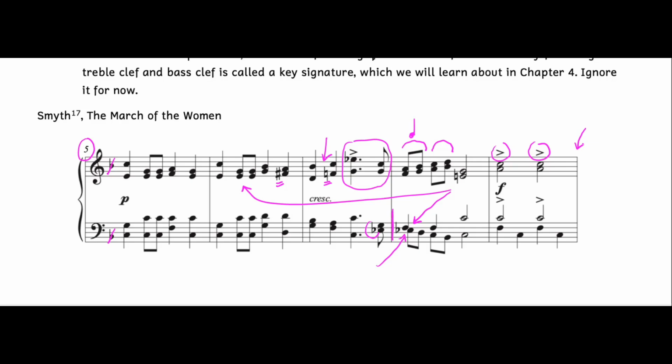Number 9, in 2 to 4 complete sentences, describe the dynamics in this example. Okay, so you can say something like, this example begins piano in measure 5. At measure 7, the music starts to crescendo until it reaches forte at measure 9.